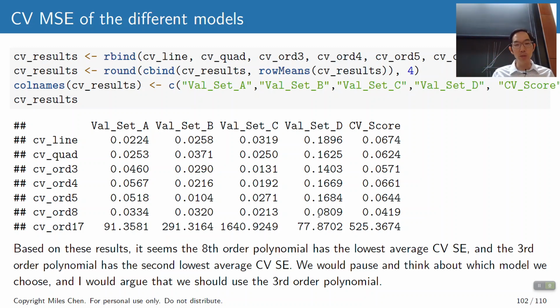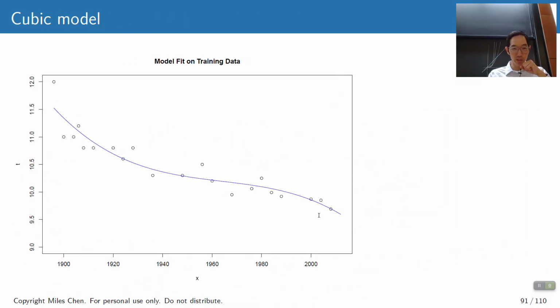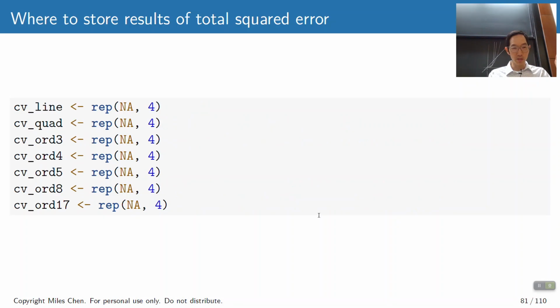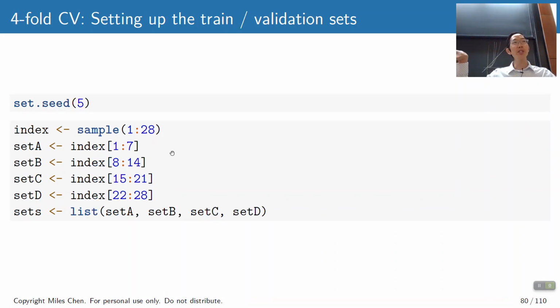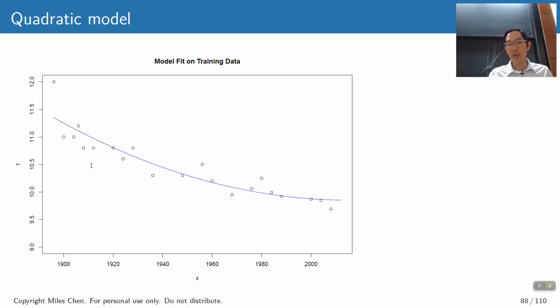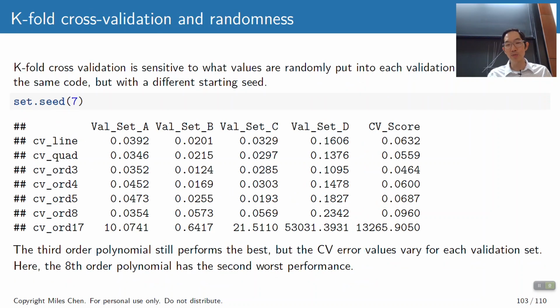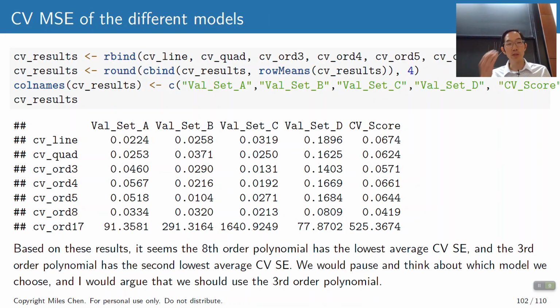But one of the limitations of k-fold cross-validation is that it is highly dependent on the random folds. Here I shuffled our 28 observations and put 7 into each fold. If I did this process again and changed my set seed, the 7 observations that end up in sets A, B, C, and D would all be different, and the results could end up being quite a bit different.